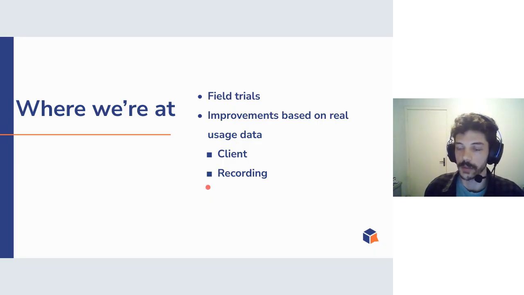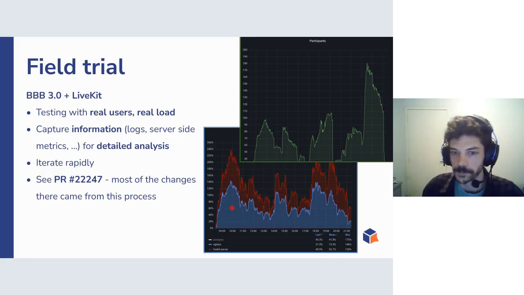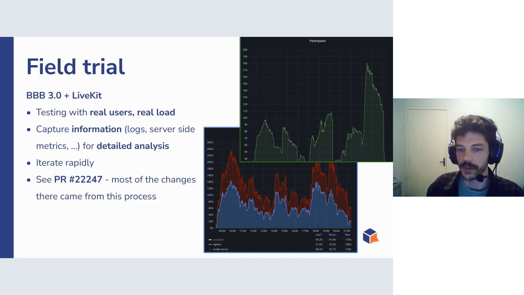So where we are right now is doing field trials, which means real user testing, and improvements based on what those field trials yield us. So largely, currently improvements on the client side and recording. Regarding the field trials, we've conducted field trials since at least February, using BBB 3.0 plus LiveKit. It's not a pure 3.0, it's 3.0 with a bit of the 3.1 branch and some extra fixes to the LiveKit stuff that haven't been merged yet.